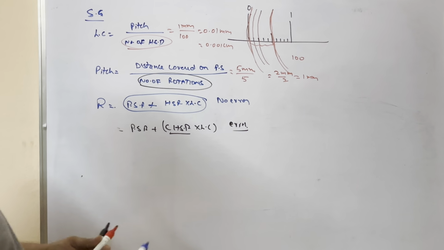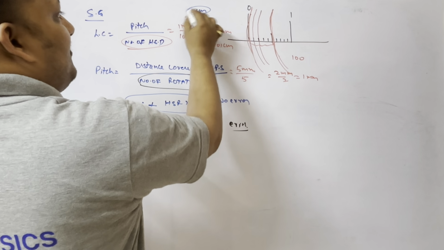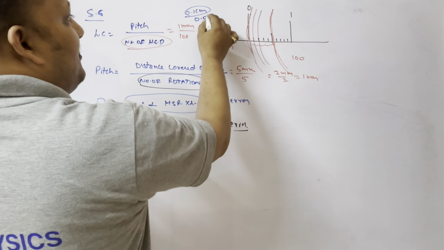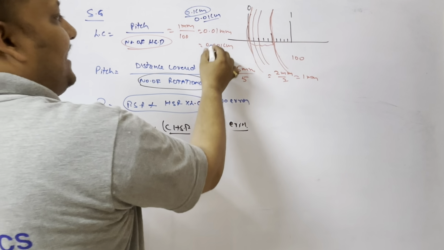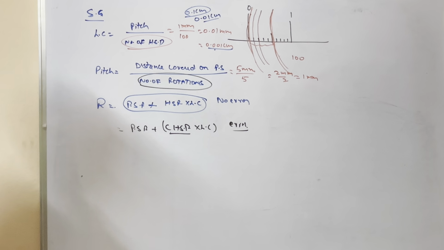Now, which is the most precise value out of the normal scale, Vernier caliper and screw gauge? 0.1 centimeter for the normal scale, 0.01 centimeter for Vernier calipers. Now, this is for the screw gauge. Therefore, this is the most precise value.